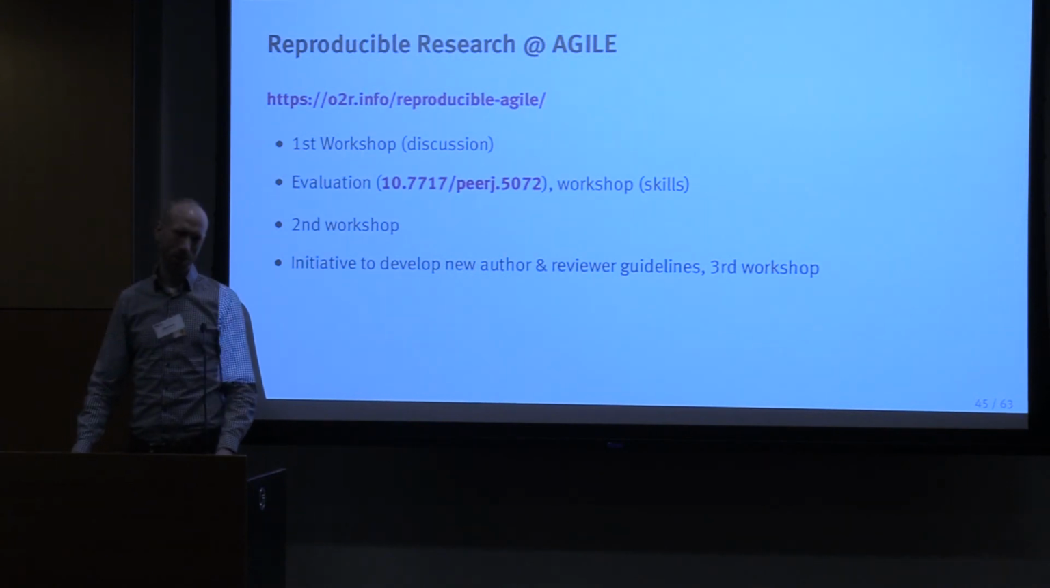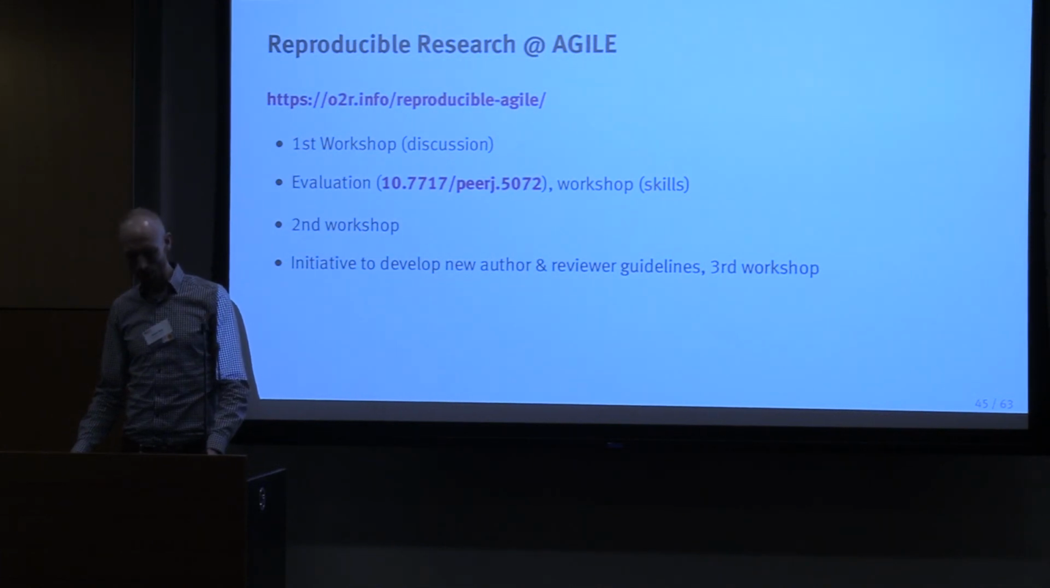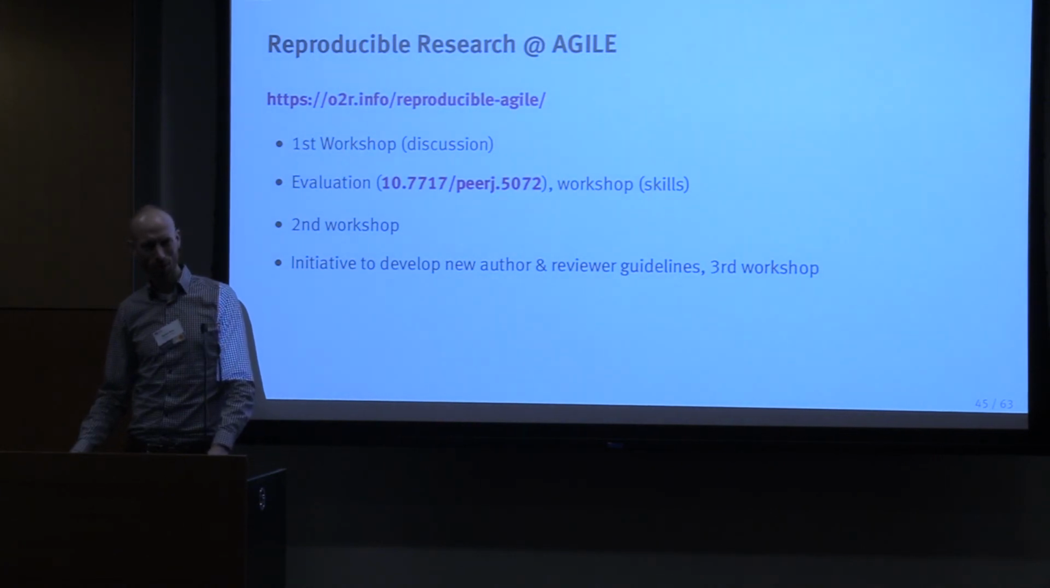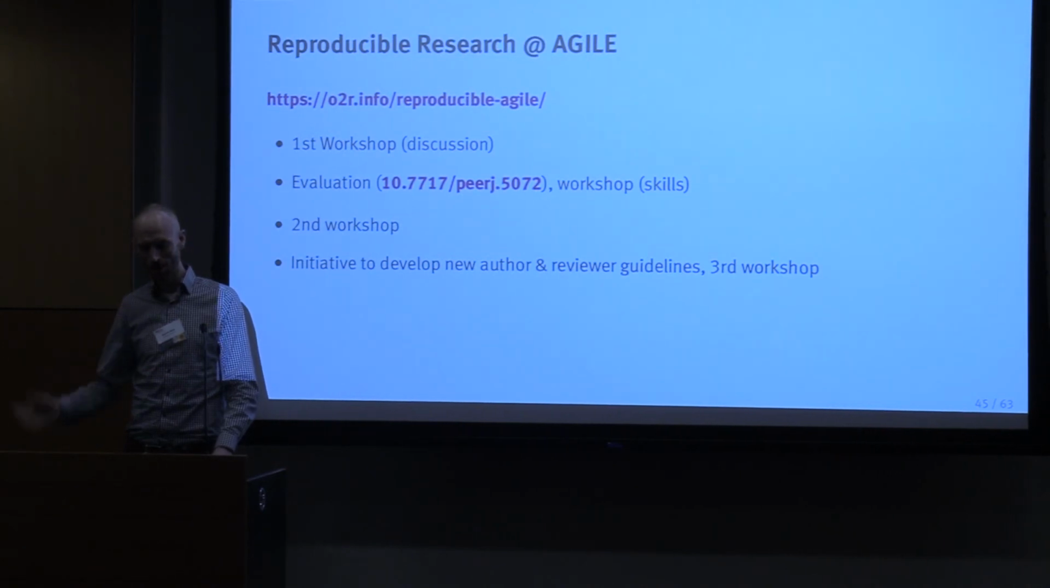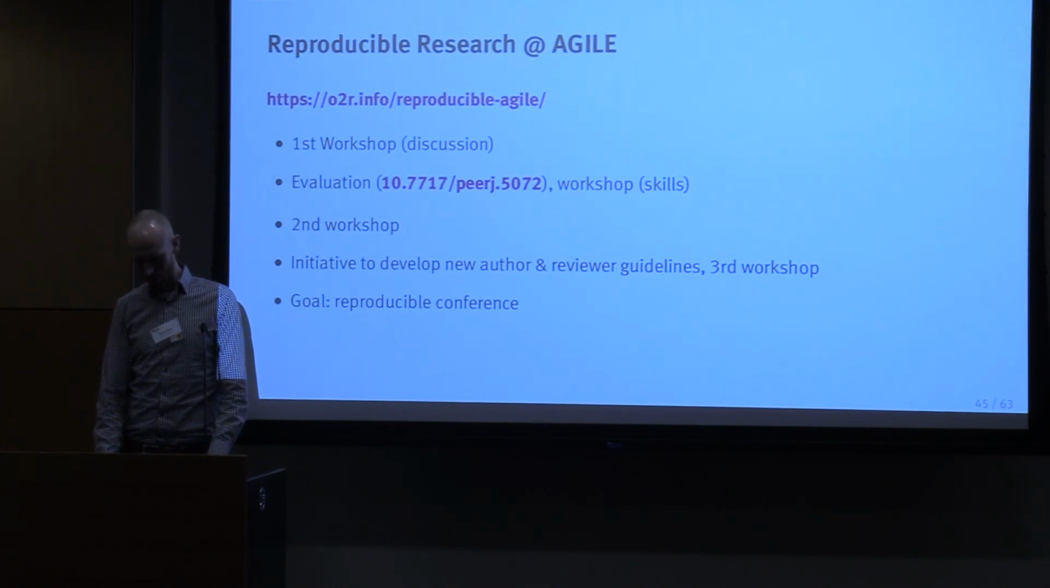So the Agile conference, or the Agile organization, gave us money to meet and to invite experts to develop new author and reviewer guidelines. And this is 3 years after the first workshop, 2.5 years after the first workshop. So I think that's not too bad. And we hope that we can come up with something that's usable. And I think whatever is discussed over these 2 days, I will take with me to our writing of these new guidelines. And hopefully that's useful for other conferences or journals as well. So the goal is the reproducible conference.